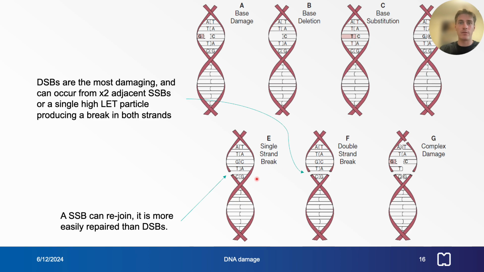A single strand break can rejoin provided the broken strands are not separated or oxygen doesn't prevent repair. A double strand break can occur if two single strand breaks are juxtaposed or when a single high LET particle causes a break in both strands. These breaks are highly genotoxic and can result in chromosomal aberrations. Genomic instability from persistent or badly repaired double strand breaks can lead to cancer through the activation of oncogenes, inactivation of tumor suppressor genes, or loss of heterozygosity.